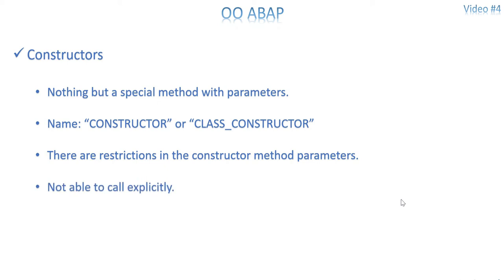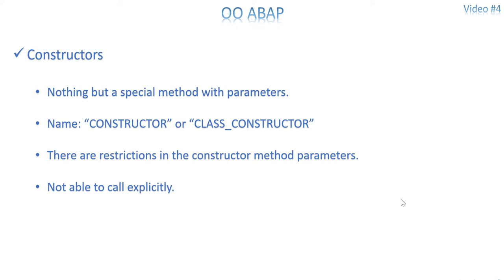And it's not possible to call a constructor explicitly. Even though it is a method, you are not able to call this constructor using a class name or using an object. It should trigger automatically. There are some triggering points for a constructor to be called automatically. So you're not able to call the constructor explicitly through a class or object name. This is the general idea and properties of a constructor.